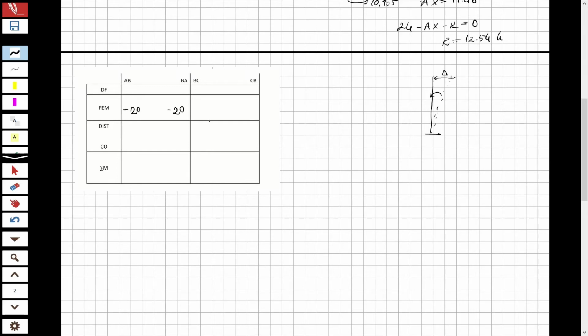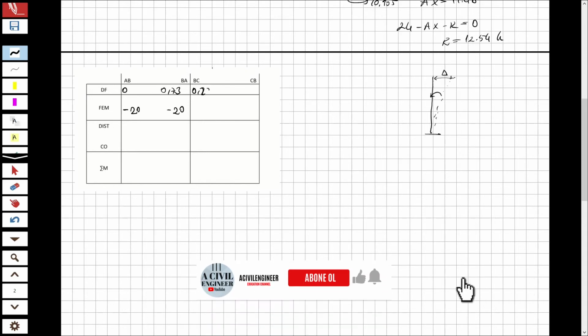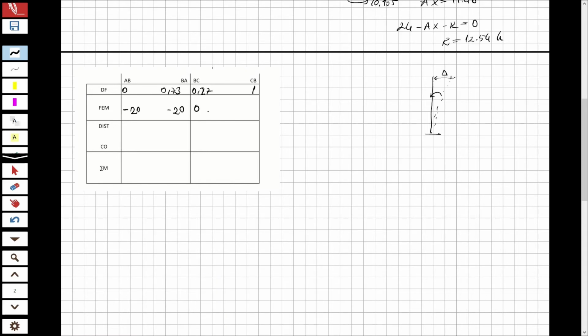And now I write my fixed end moment. I'm going to write the distribution factors. The distribution factors will be the same. There is no change in the distribution factors. And this is 1, 0, and 0. Now I'm going to distribute the force. When I distribute minus 20 with 0, this will be 0. And minus 20 with 0.73 will be 14.6. And this is going to also be 5.4.